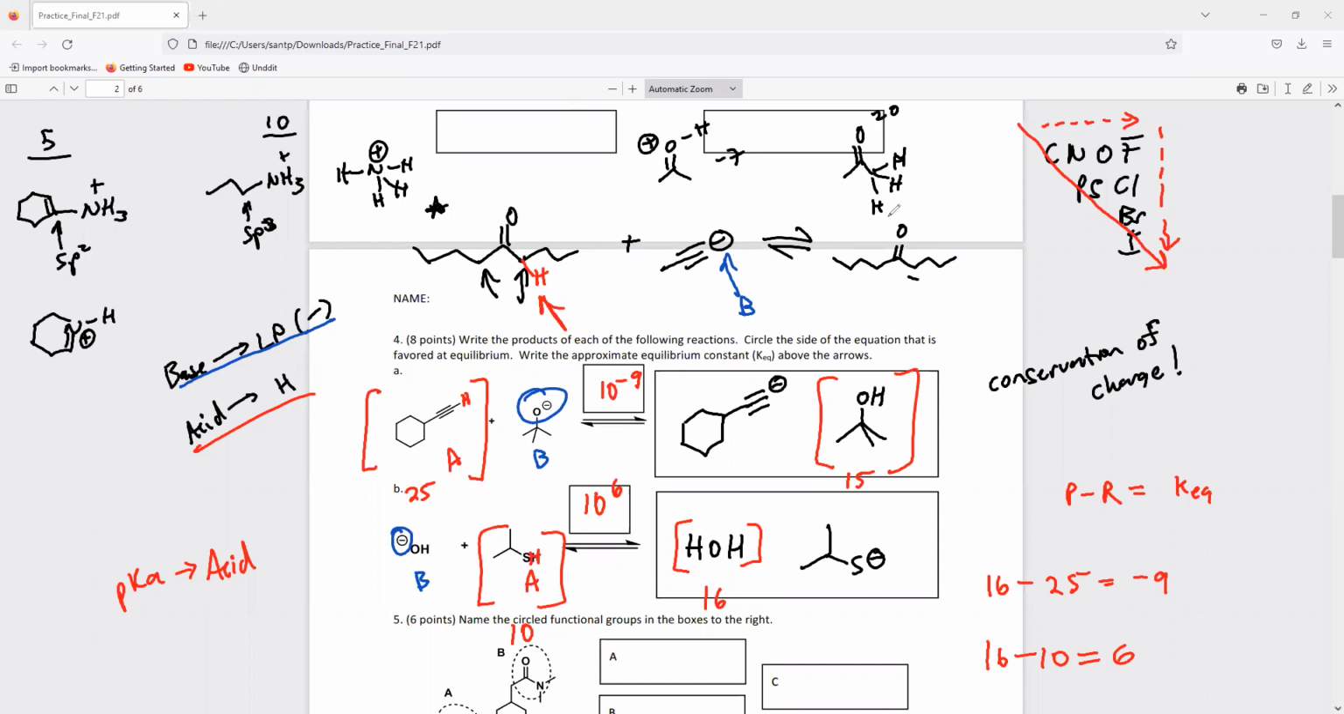So we'll put, let's do this first. We know this guy gets a hydrogen. This guy loses a hydrogen. Conservation of charge tells us there should be a minus, so we'll put it right next to the carbonyl like that, because that's the hydrogen we care about.